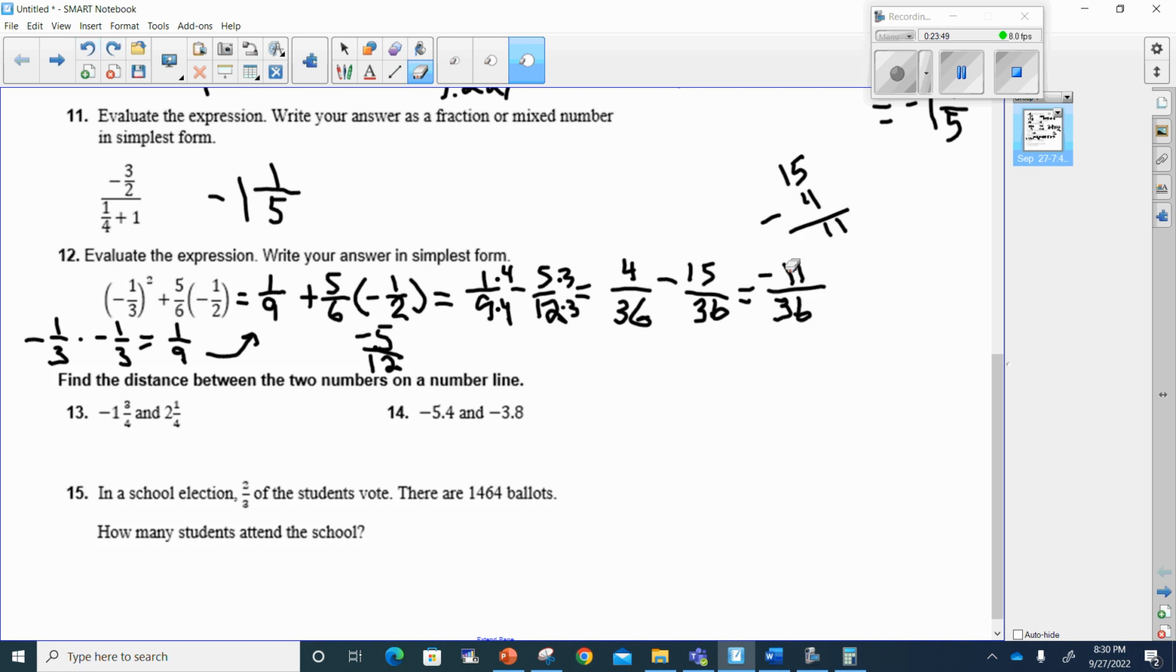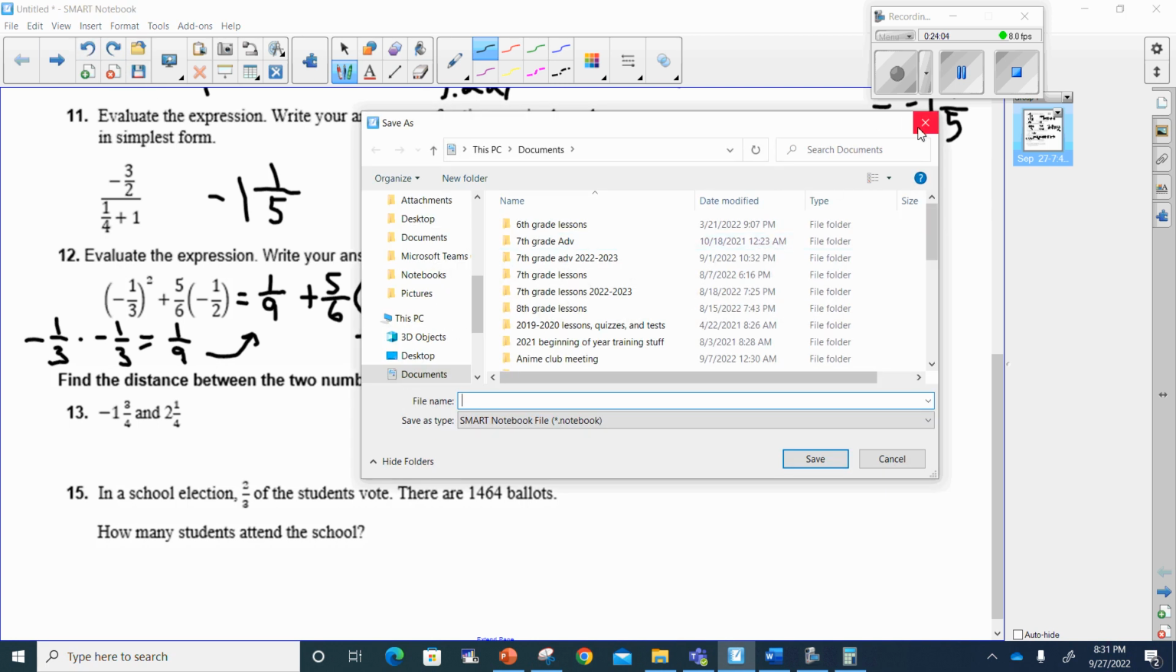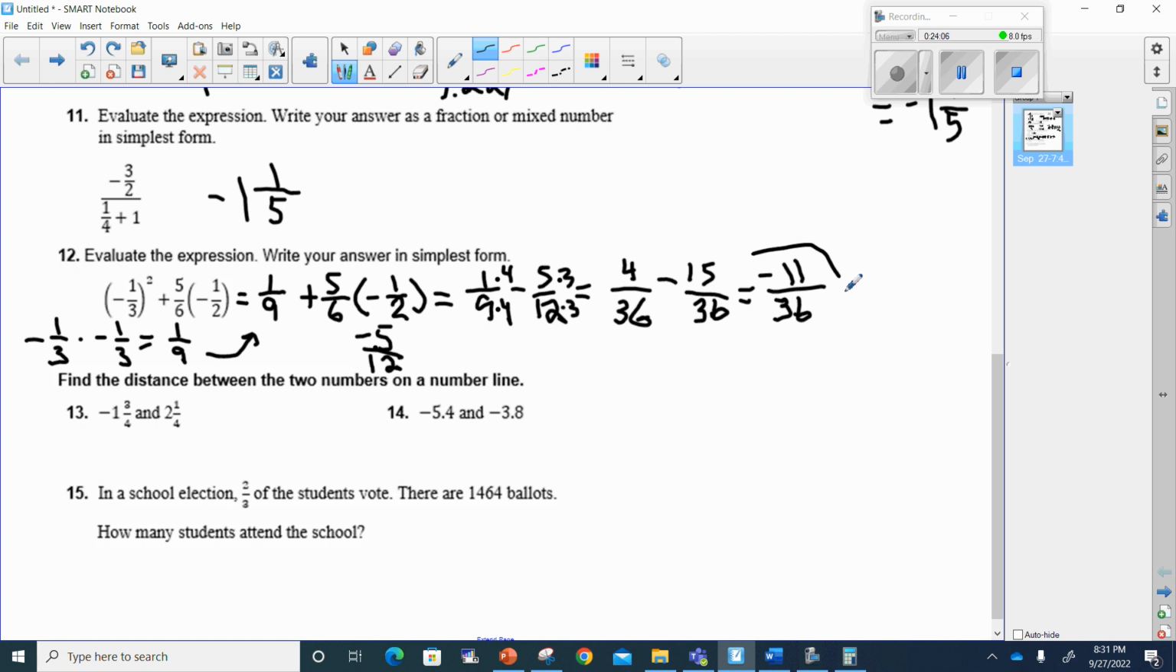Sorry about that. This was for this problem here, so I don't want to erase that. Goodness. Sorry about that. My answer is right here for number 12.